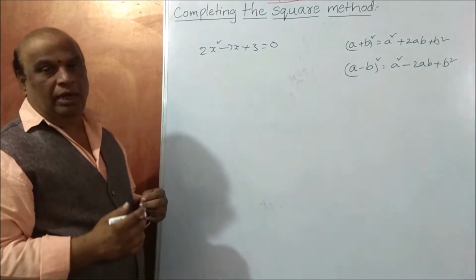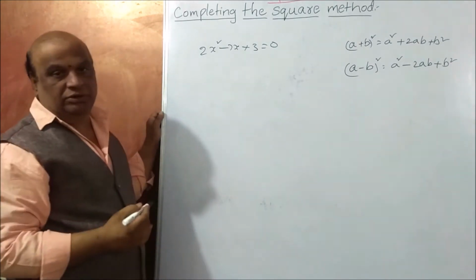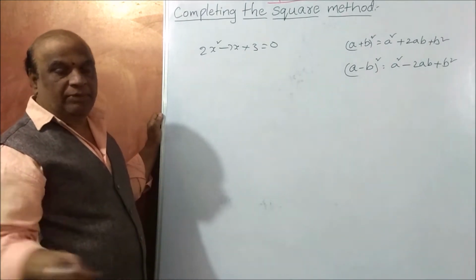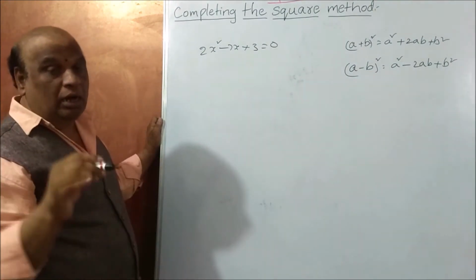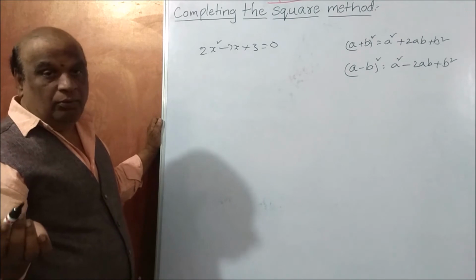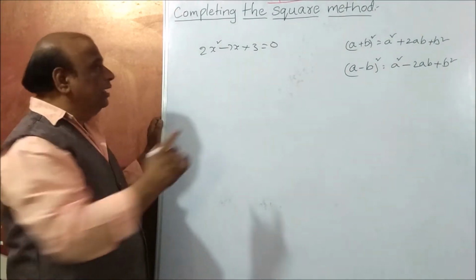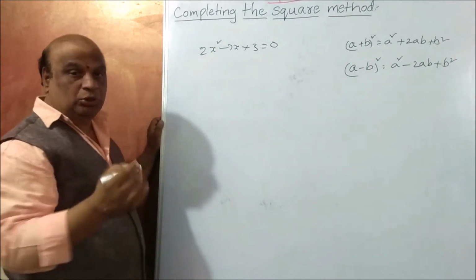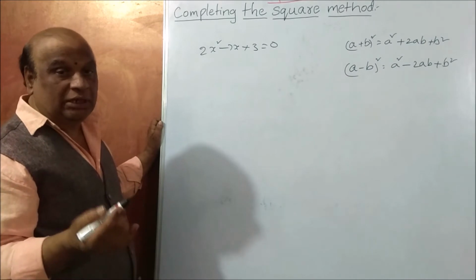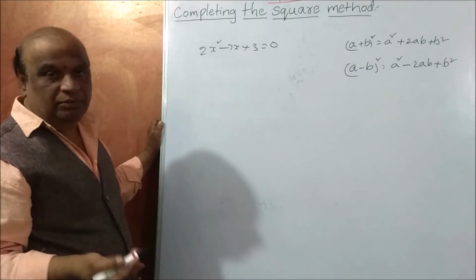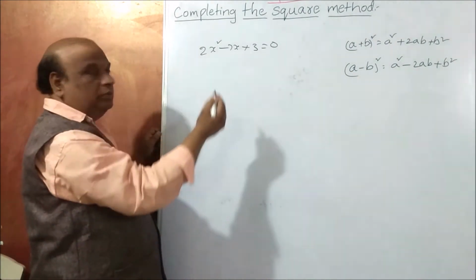One more example I am doing. This is 2x square minus 7x plus 3 is equal to 0. What is step 1? First you have to check whether it is monic or non-monic. Monic means x square coefficient is 1, but here x square coefficient is 2. So we have to change this quadratic equation into a monic quadratic equation. How? By dividing by 2.